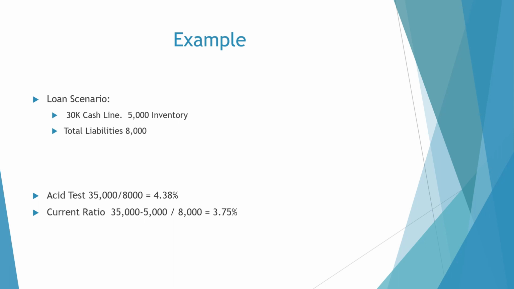But on the current ratio, we will do almost the same equation, only we do need to subtract 5,000 in inventory, and we would get 3.75 for our ratio.